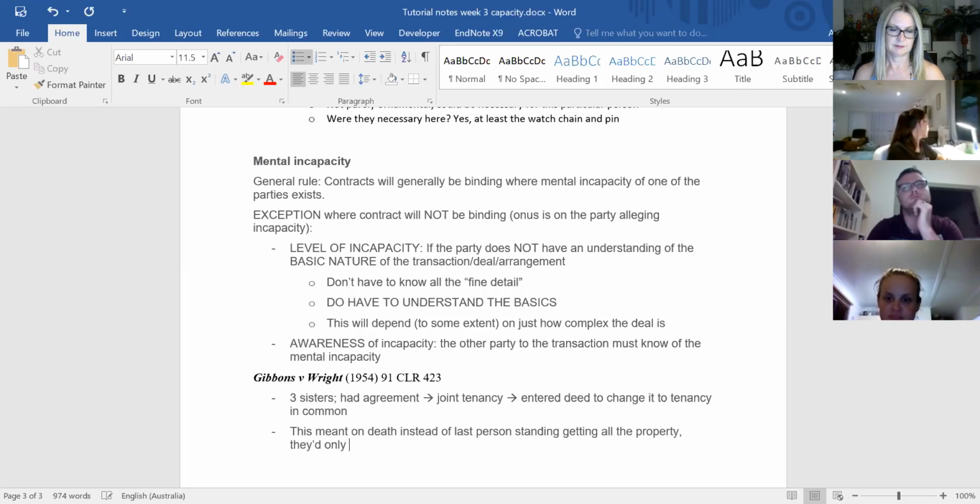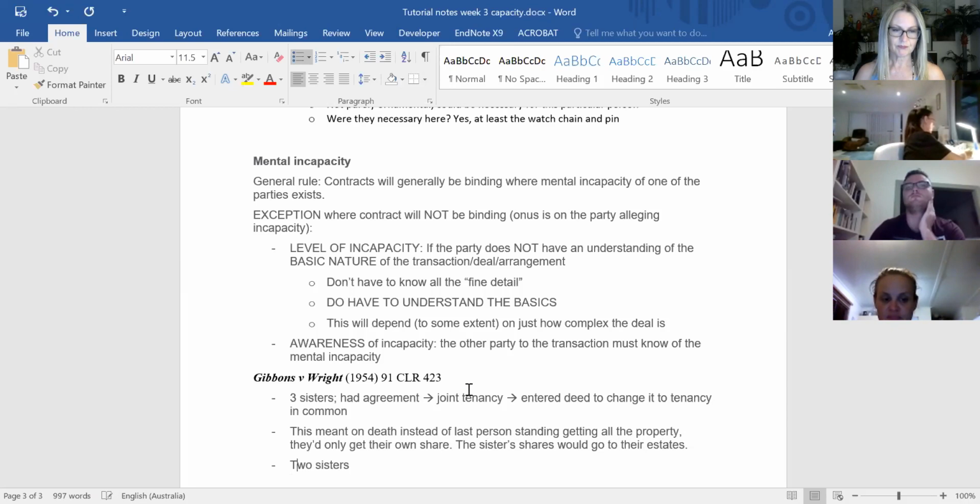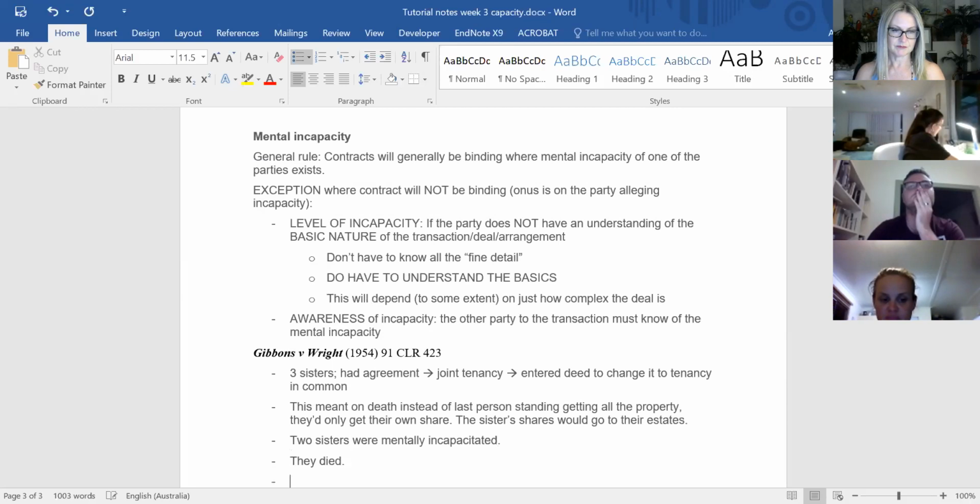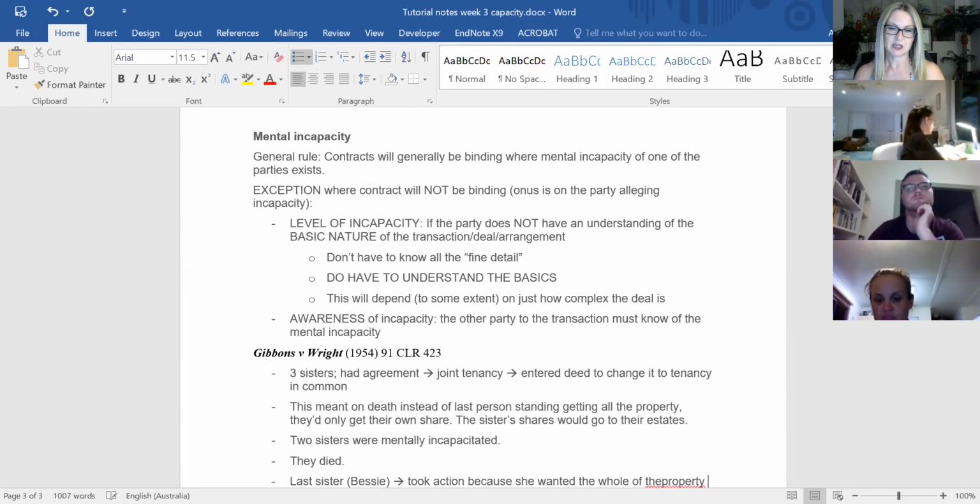But it was found that even though they didn't have capacity, or they didn't understand, they ought to have known the nature of the agreement as it was explained to them. So tough luck. Yes. Two sisters were mentally incapacitated and they died. Last sister, her name was Bessie, wasn't it? I love it, Bessie. She took action because she wanted the whole property, not just her one-third share, in fact.